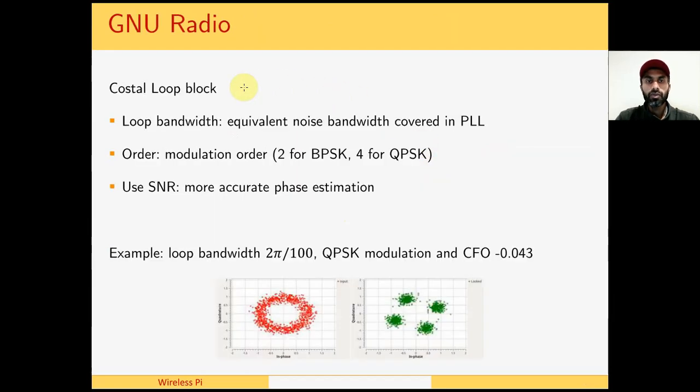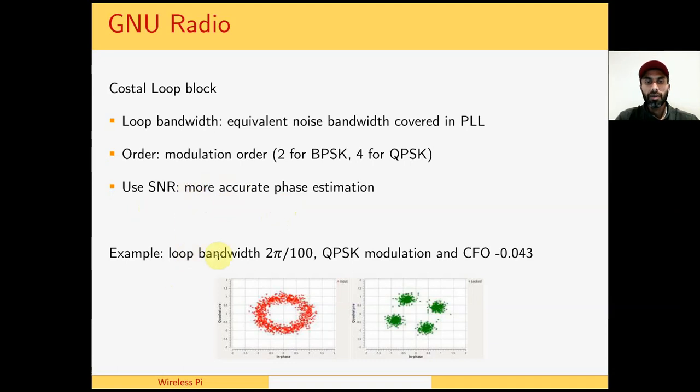Let us take an example of GNU radio block, which is called the Costas loop block. It has 3 parameters. Loop bandwidth is the equivalent noise bandwidth we covered in the context of a PLL. The order is the modulation order, which is 2 for BPSK, 4 for QPSK. Use SNR points towards a more accurate phase estimation method, where we include the noise variance, which makes the estimate more accurate.